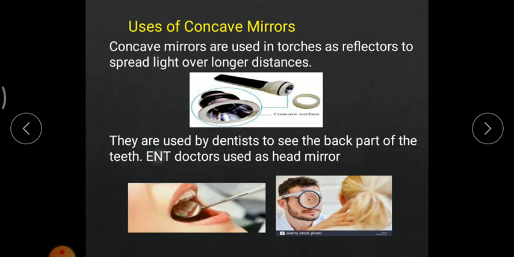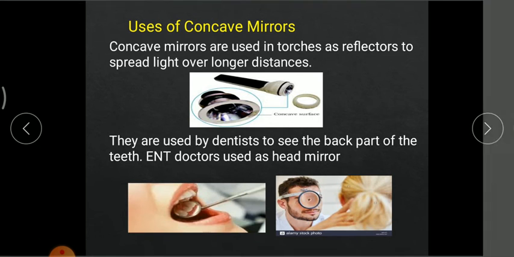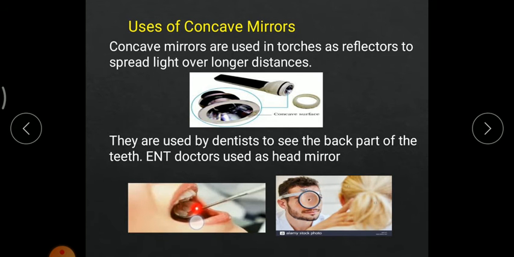The other application is that they are used by dentists to see the back part of teeth. As you can see, this concave mirror is there. In order to see the back portion of the teeth, the dentist uses this concave mirror, from which the dentist can view the back portion of the teeth.